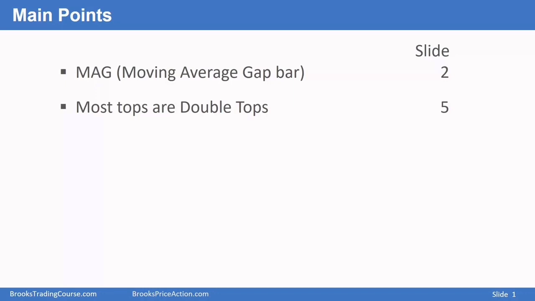And finally, most tops are double tops. There's a top and then a reversal, and then the bull trend tries to resume, and if that second rally fails, you get the reversal. Most tops require some kind of a test of the prior high before the market will enter an opposite trend.